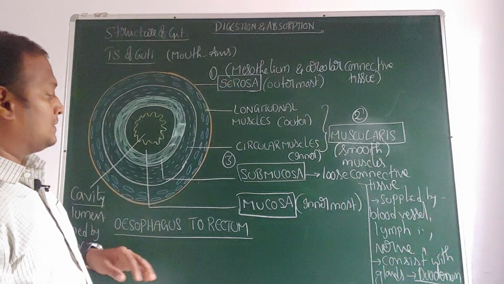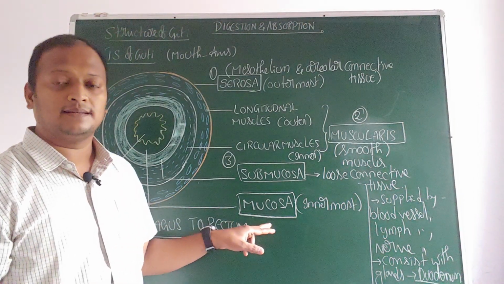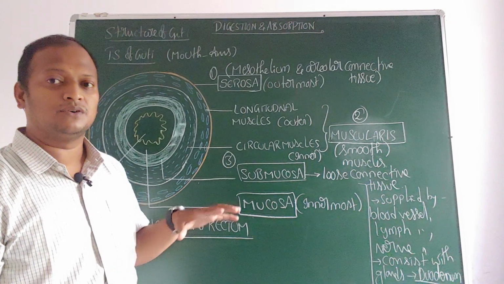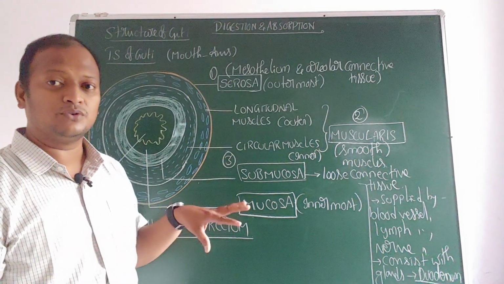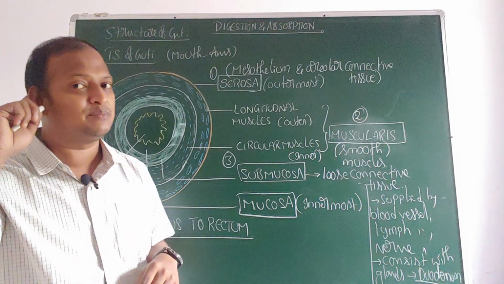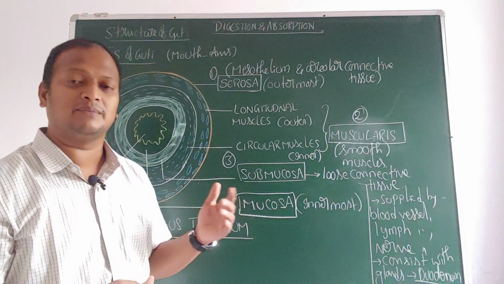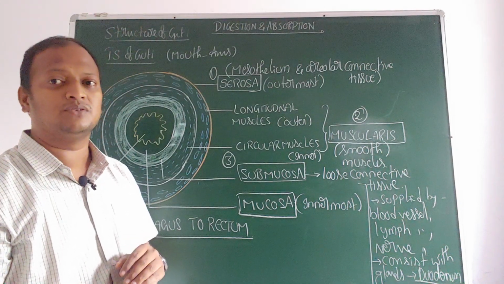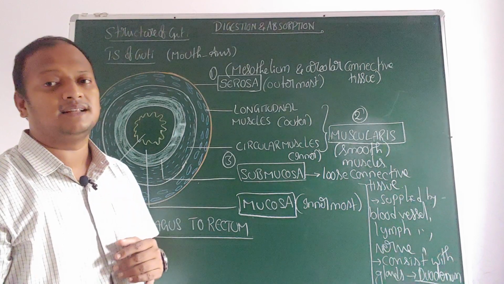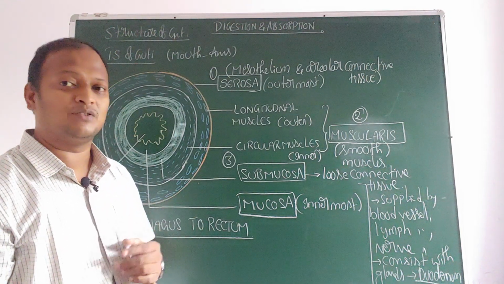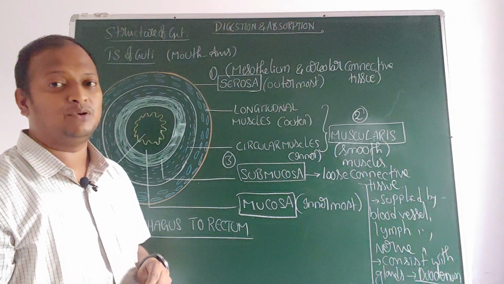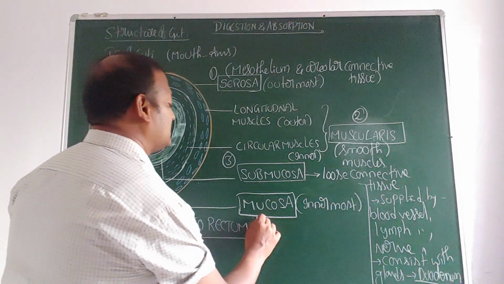Next one. The mucosa modifications are also of different types. Throughout the gut, the mucosa is not presented in the same manner. There are different types of modification as per requirement. In the stomach there are some modifications of the mucosa, and in the small intestine and large intestine there are other modifications.